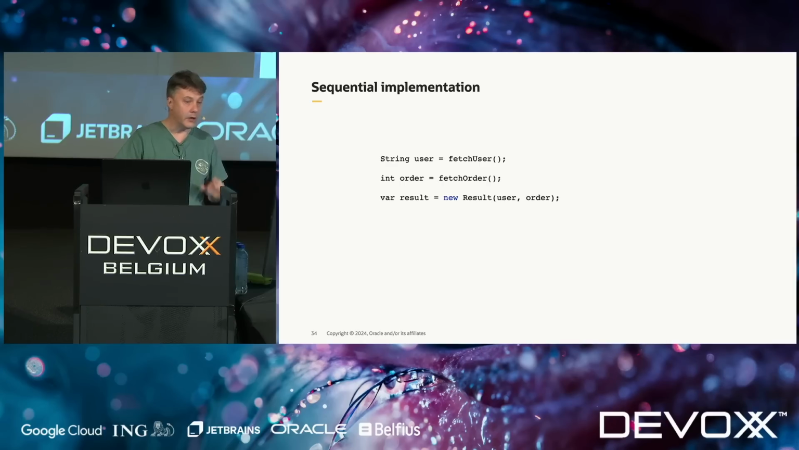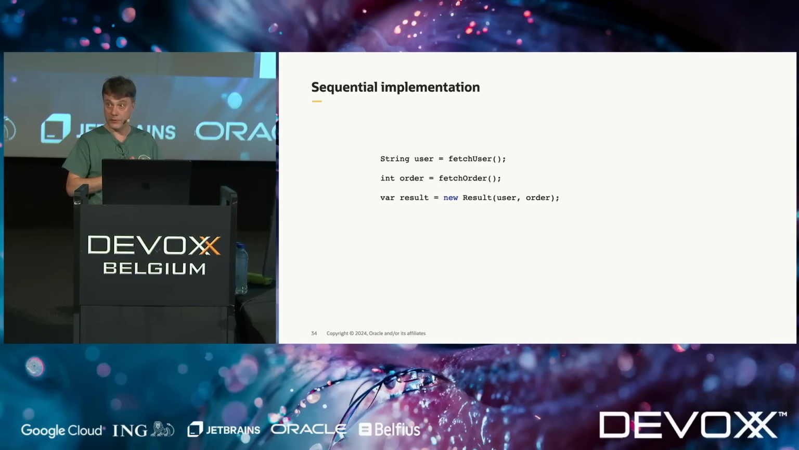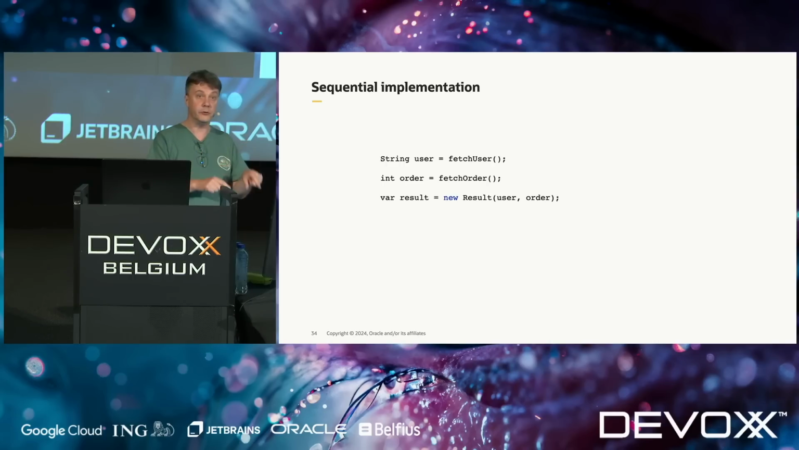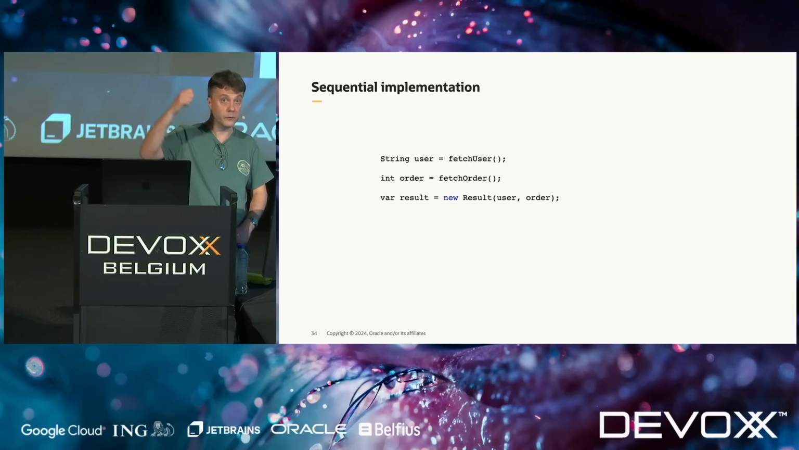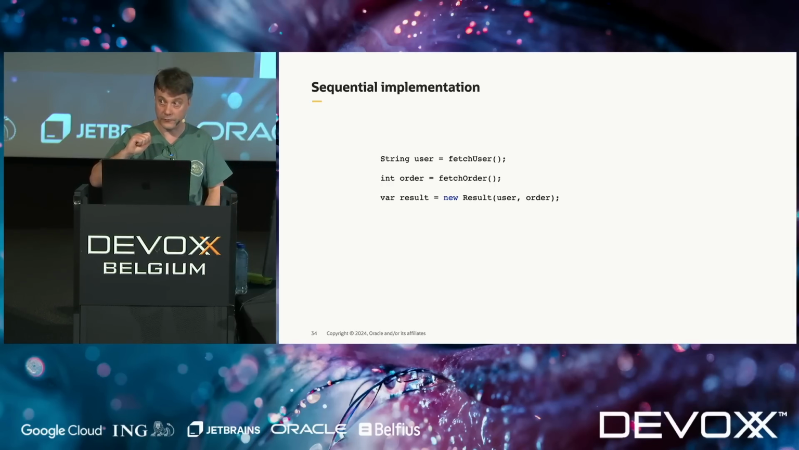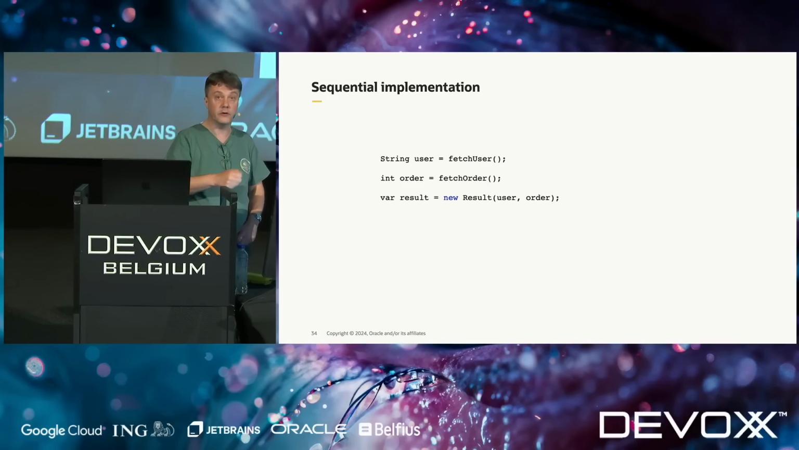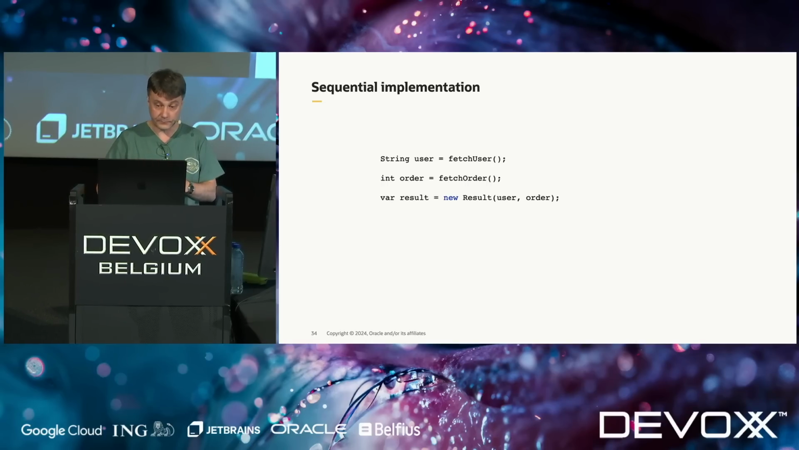Okay, so I'm going to start with the sequential piece of code. This is boring code. And everything in Project Loom, when you're looking at the code, think boring, synchronous code. Everyone in this room can actually read this code. It fetches a user. Assume that comes from a web service. Fetch order. Assume that comes from a database. And then I'm going to combine them together.